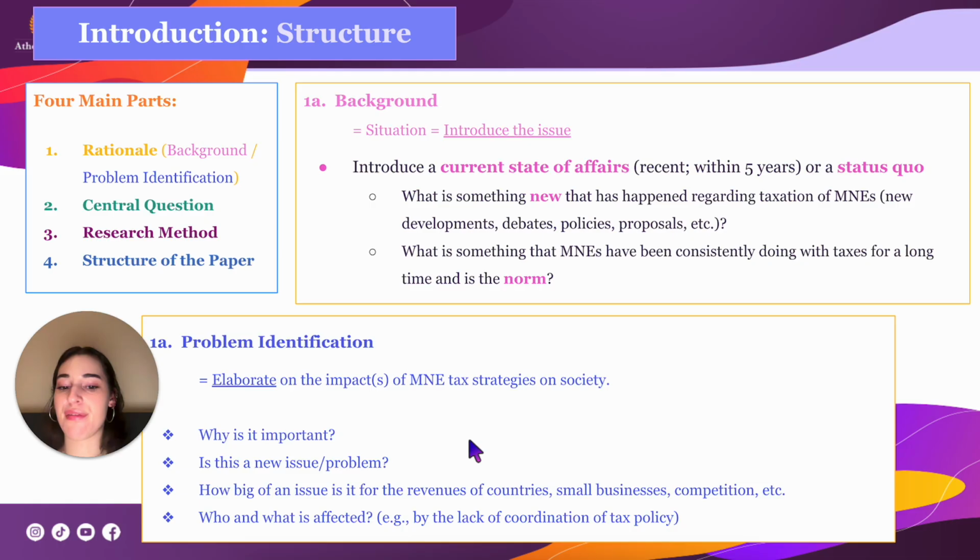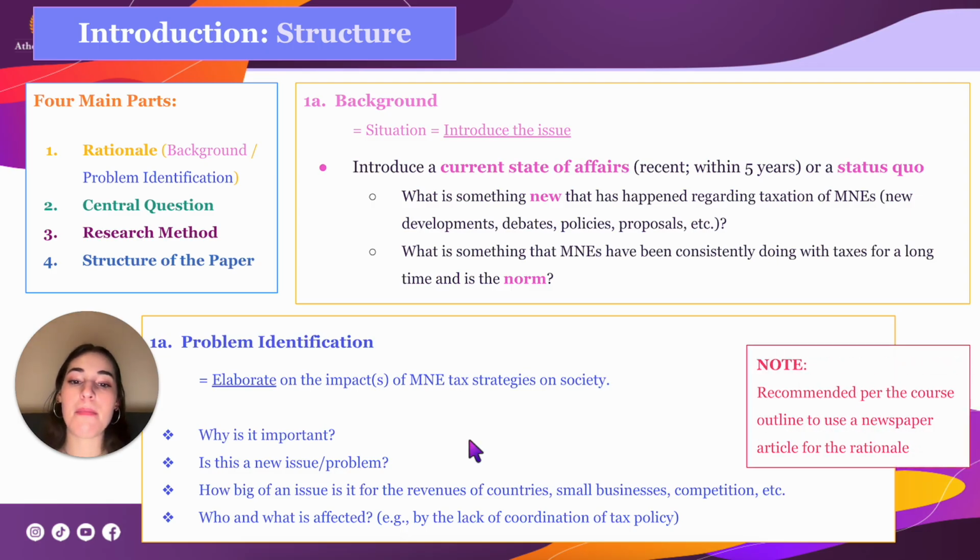And who and what is affected by, for example, the lack of coordination, by the advantages that a lack of coordination has for these corporations, and so on. So it's really important that you can link these two things together, but again, it's just establishing that relevance for your paper. Based on what the course outline said, they also recommend using a newspaper article, so that can be either something that revolves around the background setting or the problem identification.